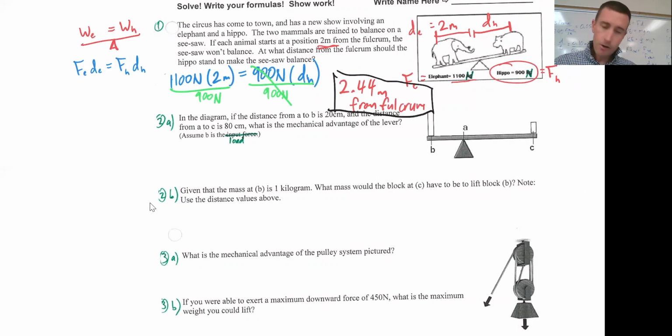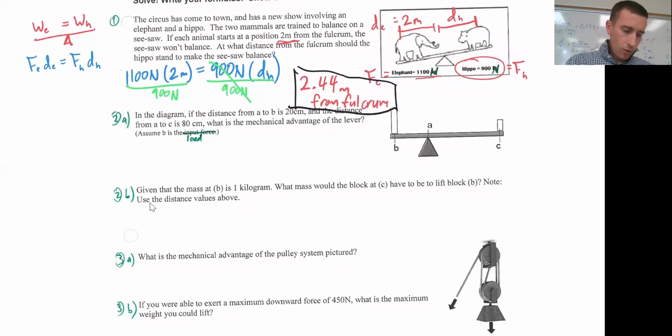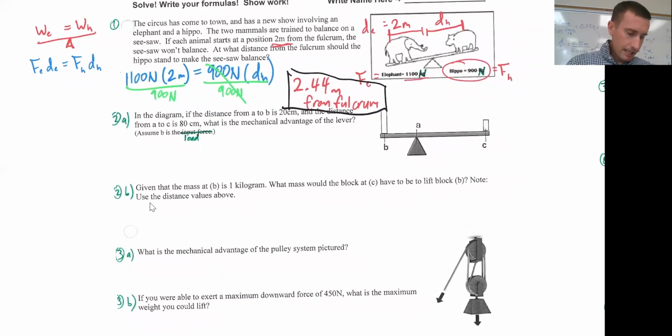Excellent. Okay, let's do number 2. In the diagram, if the distance from A to B is 20 centimeters and the distance from A to C is 80 centimeters, so I'm going to start marking this up. A to B right here, that is 20 centimeters. A to C is 80 centimeters, okay? What is the mechanical advantage of the lever?